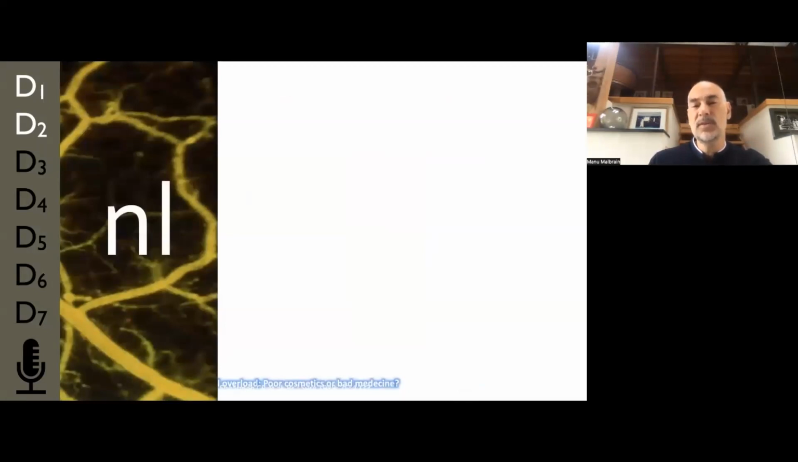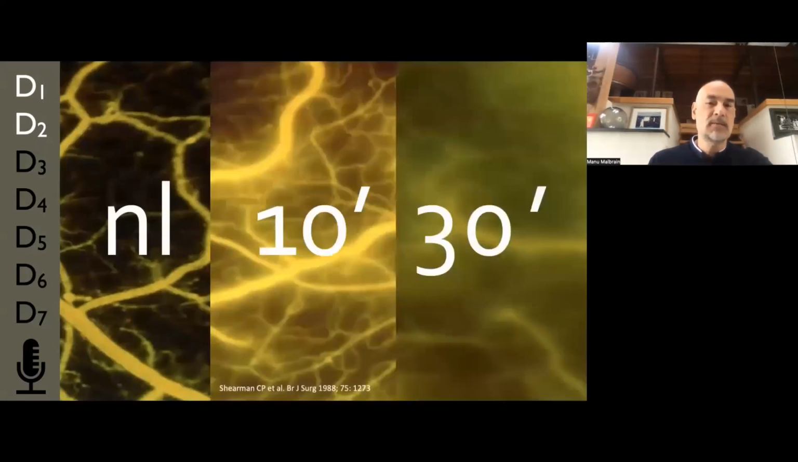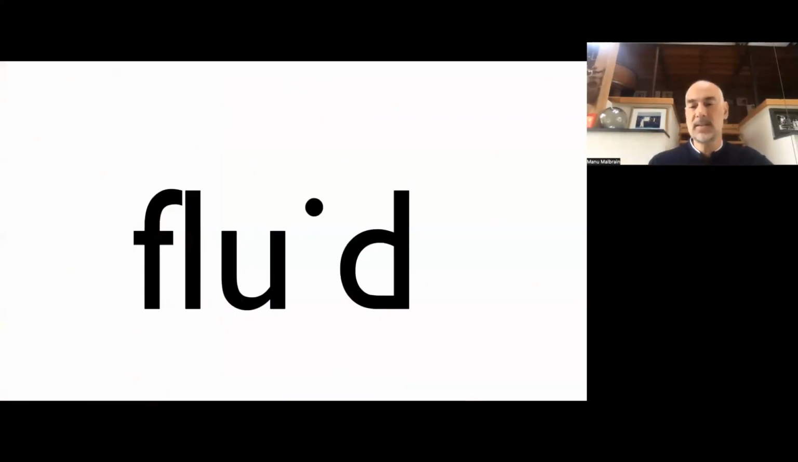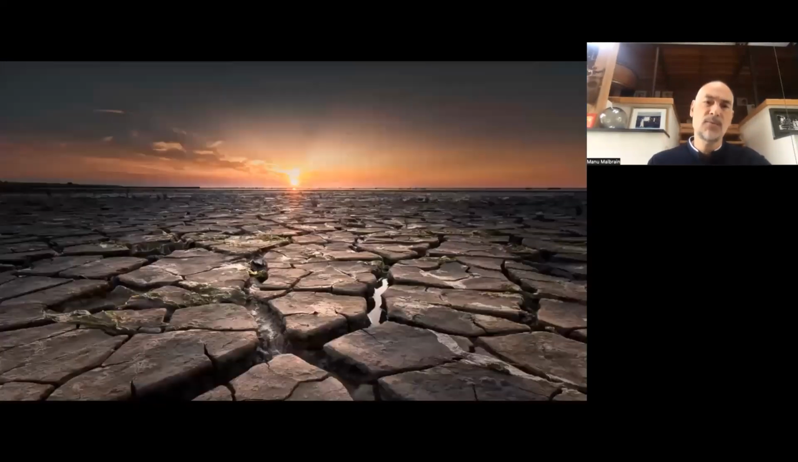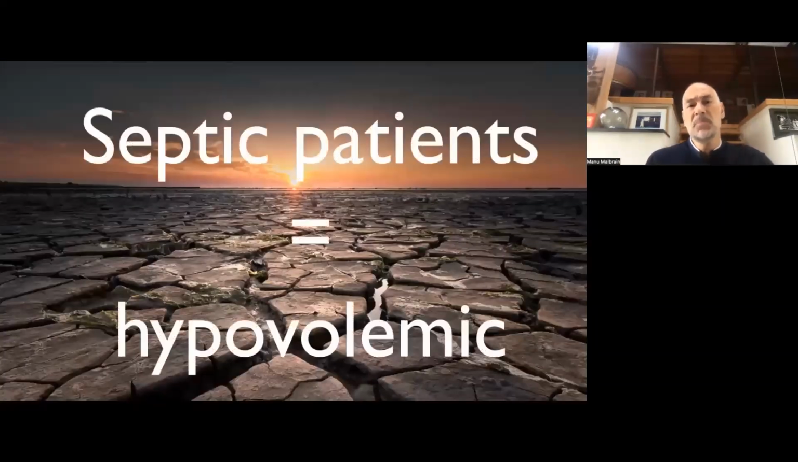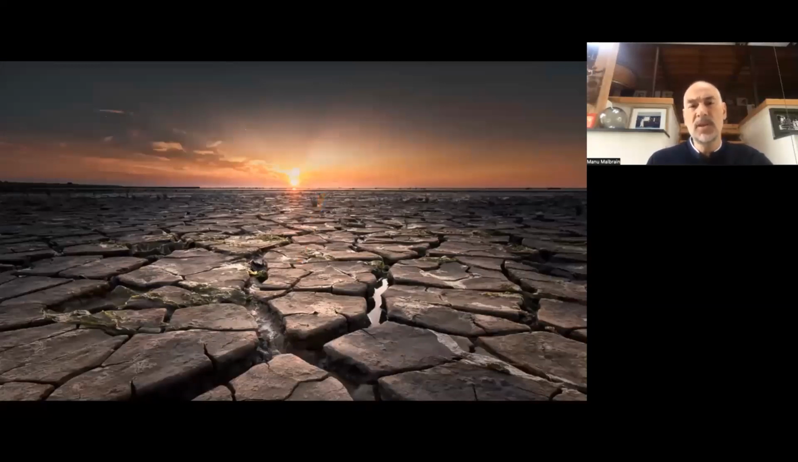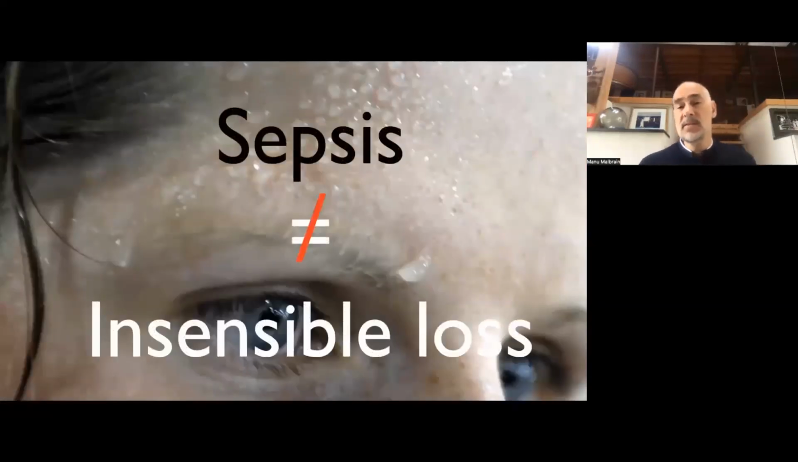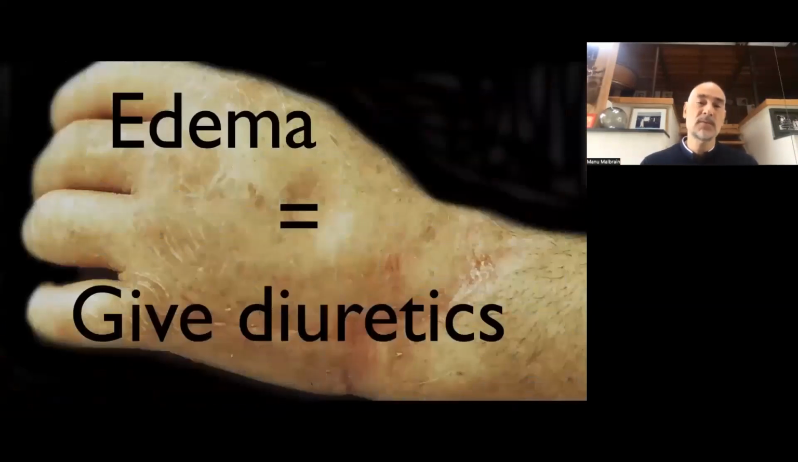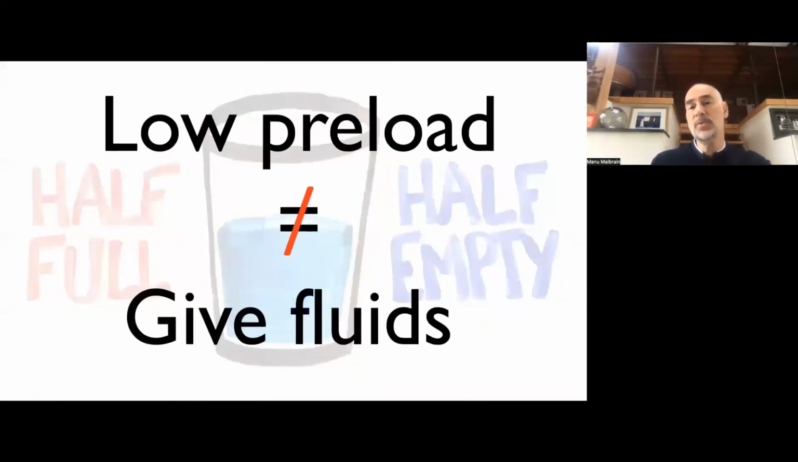Again, these are normal capillaries in hamster cheek pouch, and this is 10-30 minutes after an insult to the peritoneum. So you can see that capillary leak not only occurs very fast, but also at a distance. So full fluid status really matters. And there are a lot of myths surrounding this, like septic patients are not always hypovolemic. Surgical patients also are not always hypovolemic. And the presence of sepsis does not mean that there are huge insensible losses. Likewise, peripheral edema does not mean that the patient needs to be given diuretics. And a low preload does not mean that the patient needs to be given fluids.